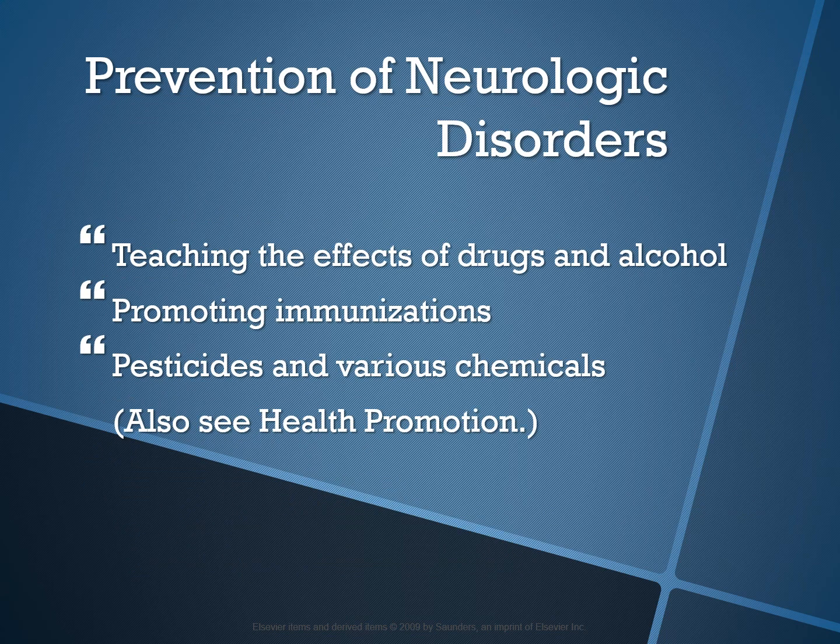All right, prevention of neurological disorders. Okay, well, it is important. These are other chapters that we'll be getting into down the road, so we'll talk about those when we talk about the different types of neurological disorders. Understand that drugs and alcohol have effect, promoting immunization, pesticides, various chemicals. It's all in your book.